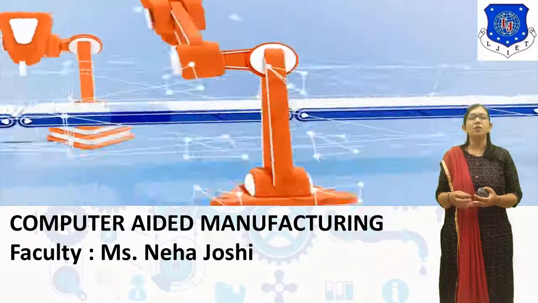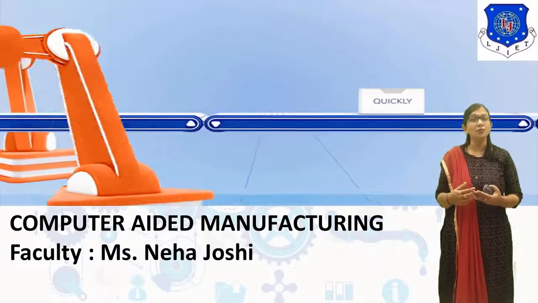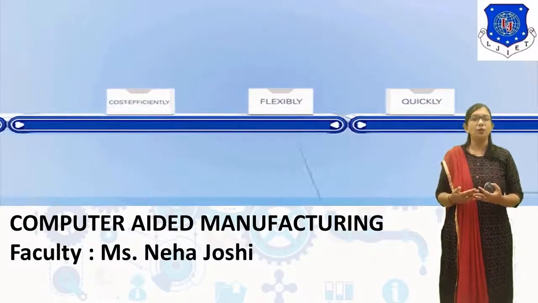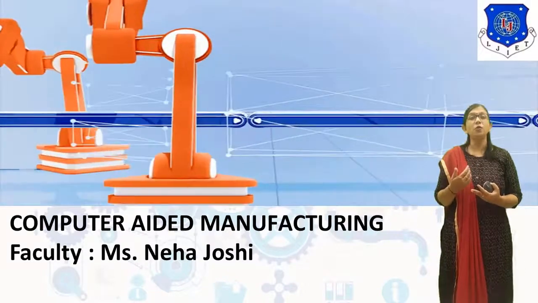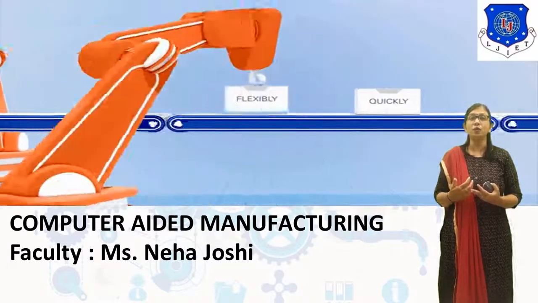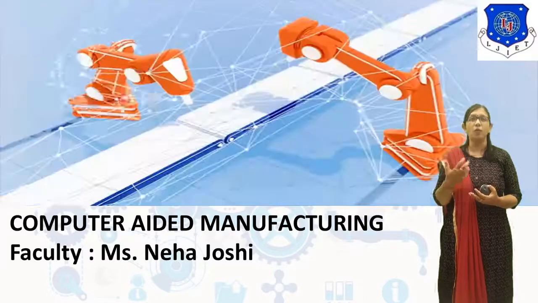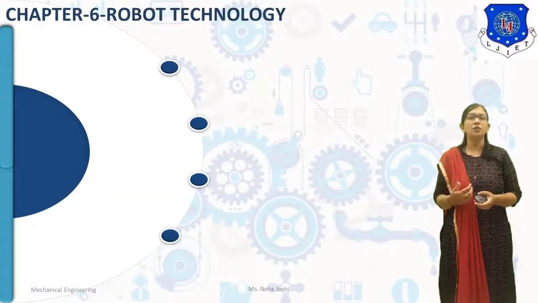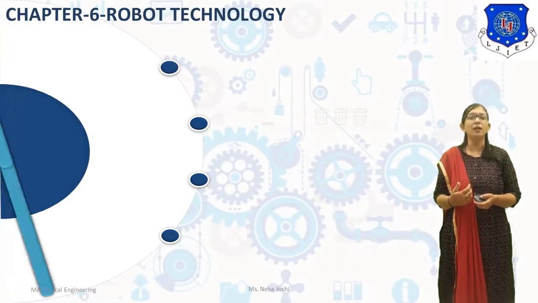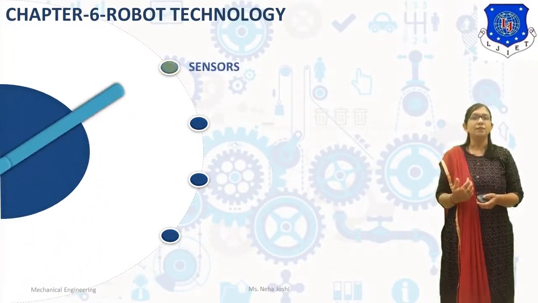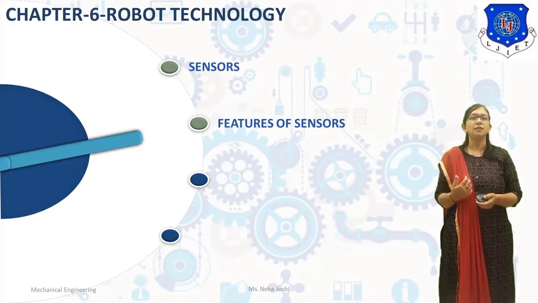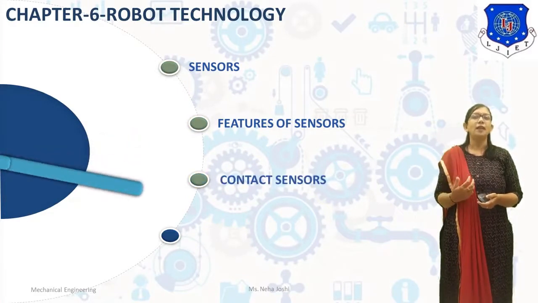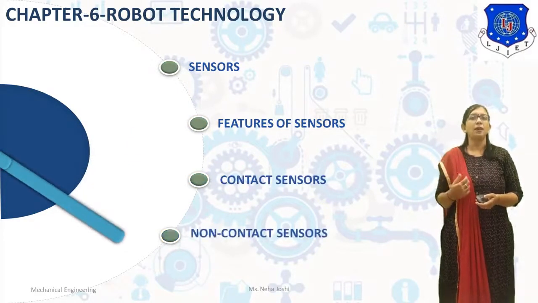In the previous session, we covered different topics like what are actuators, mechanical actuators, hydraulic actuators, pneumatic actuators, and electric actuators, which are used in robotics. In today's session, we will cover different topics like what are sensors, features of sensors, contact type sensors, and non-contact type sensors.